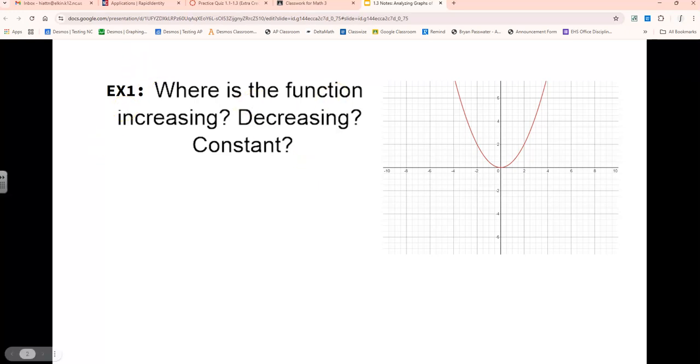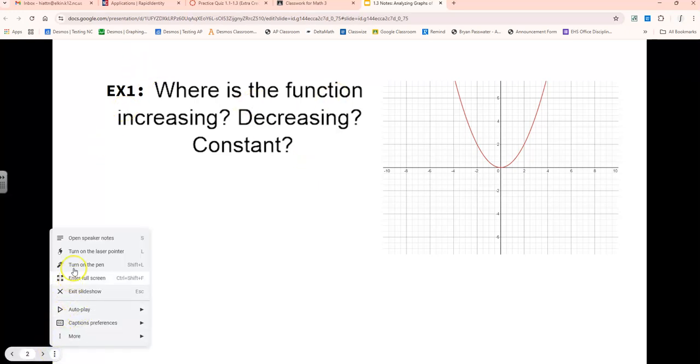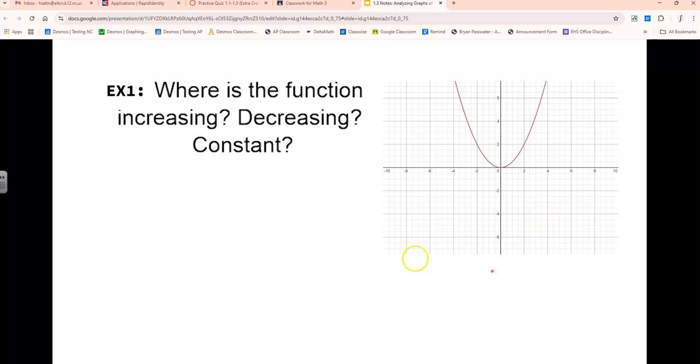Okay, so pull the pen up here. Let's use red for this first part. If we're thinking of where we are decreasing, you have to give the domain where you are decreasing. And that is going to be the x values.